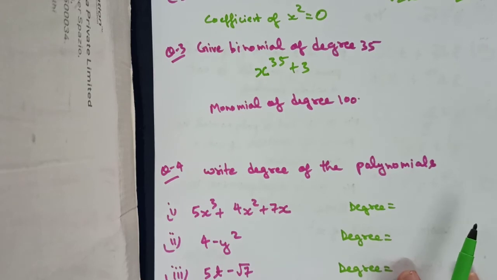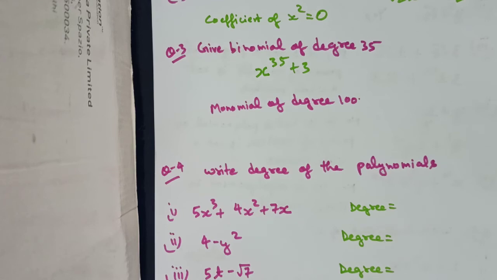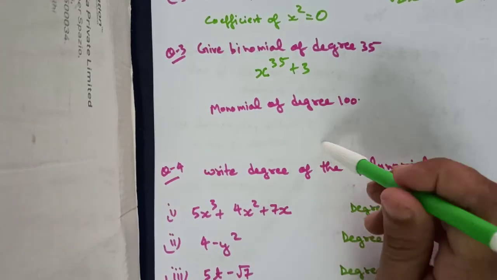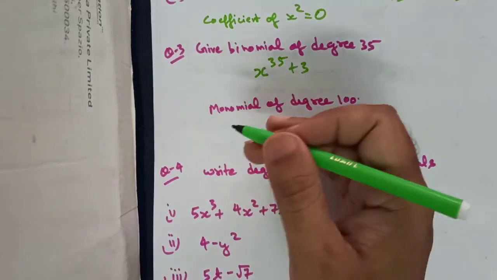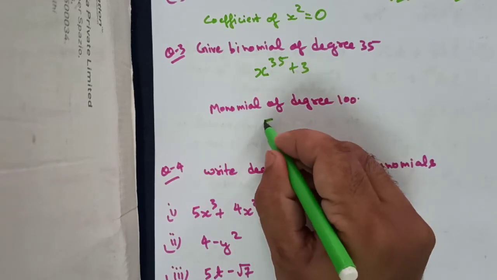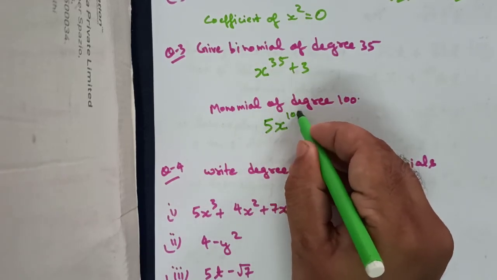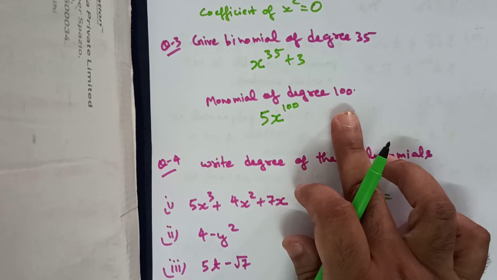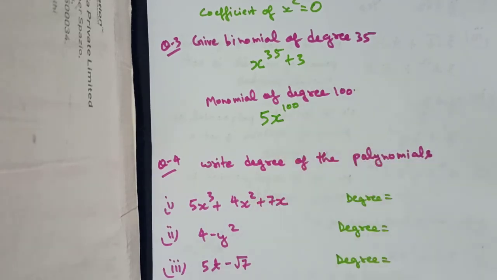Okay, and I have already told you that for any polynomial of degree n, the number of terms cannot be more than n plus 1. So you can write any, but here you have to give a specific binomial. Now monomial of degree 100. Any monomial you can write, like let's take example 5x raised to the power 100. So it is having only one term, so it is a monomial and the power of the variable is 100. So the degree of this polynomial will also be 100.